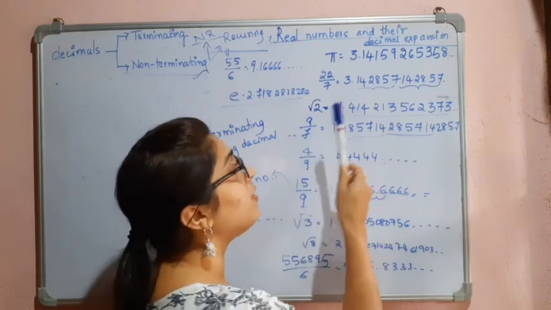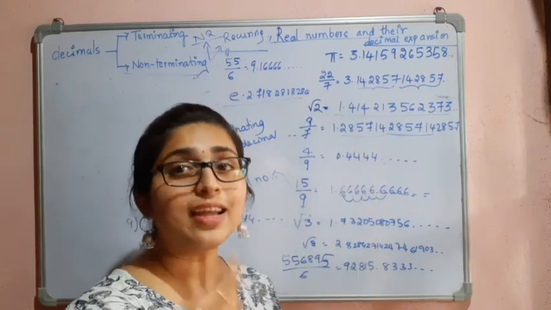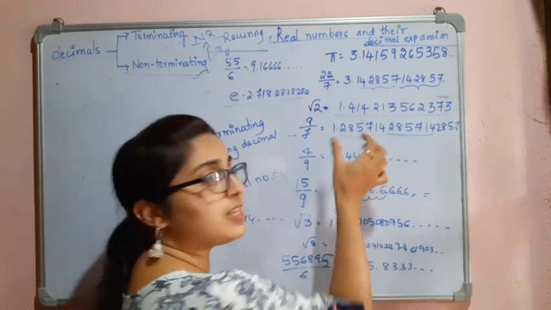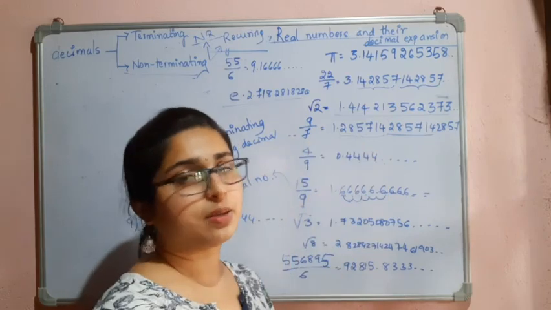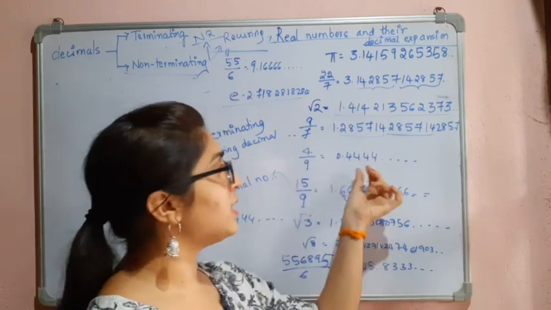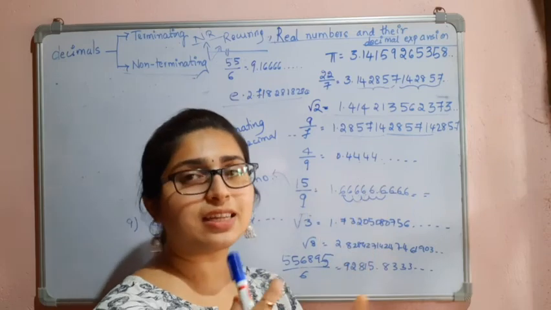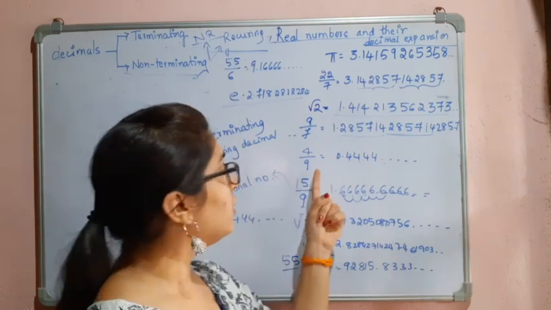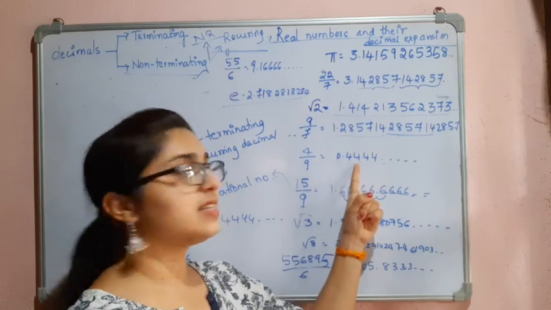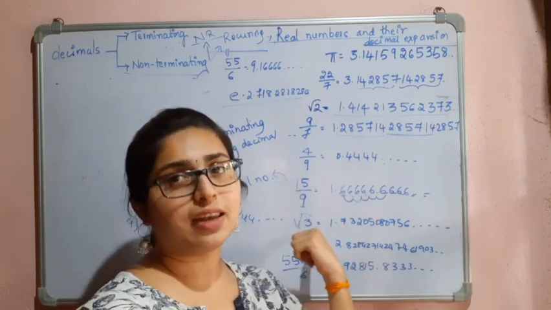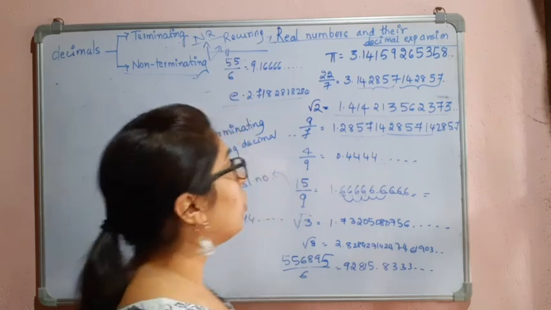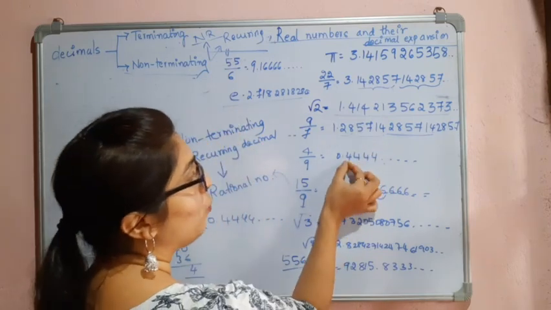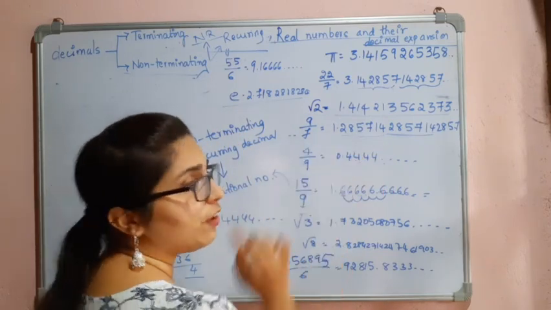So here the divisor is 7, and the repeating string has 6 digits. The number of digits is less than the divisor. A single digit also works: the number of digits in the string is 1 only, only a single digit is repeating. So the divisor is 9, and obviously the number of digits is less than the divisor. Here it is 6 digits, 1 digit less than the divisors.